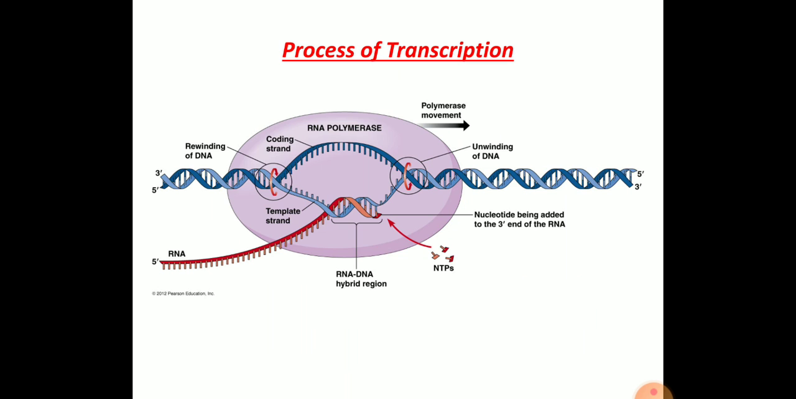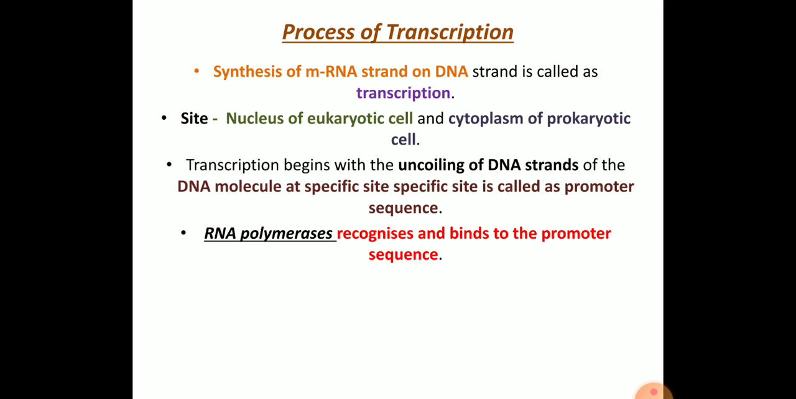As you can see in the picture, the process of transcription starts in the 5' to 3' direction, and the polymerase enzyme movement takes place at a specific region, with NTPs. The synthesis of mRNA on the strand of the DNA is transcription, and usually it takes place in the nucleus of the eukaryotic cell and the cytoplasm of the prokaryotic cell. Transcription begins with the uncoiling of the DNA strand at a specific site, called the promoter sequence or promoter gene. The RNA polymerase recognizes and binds to the promoter sequence.